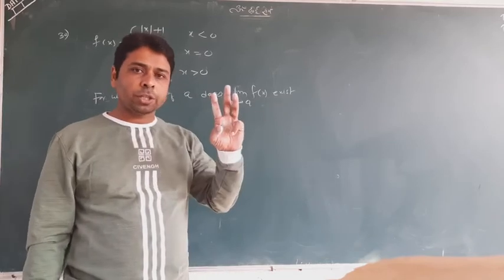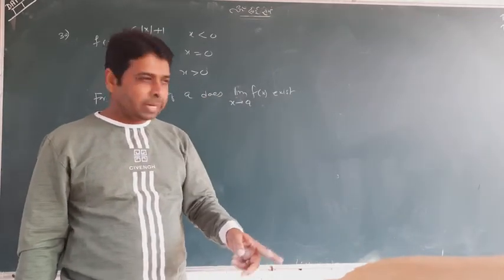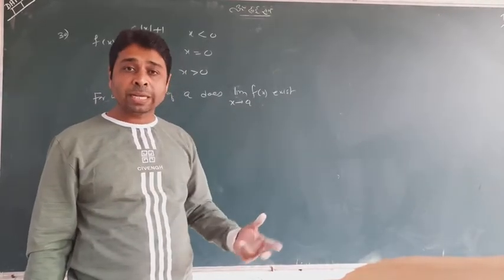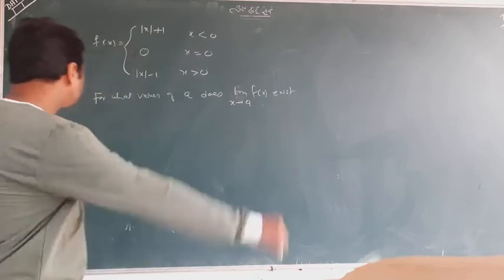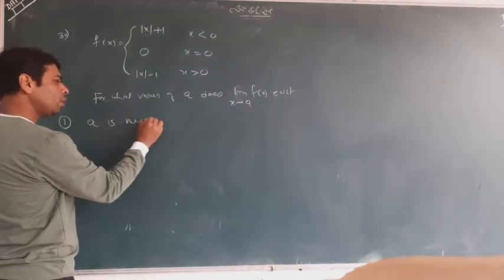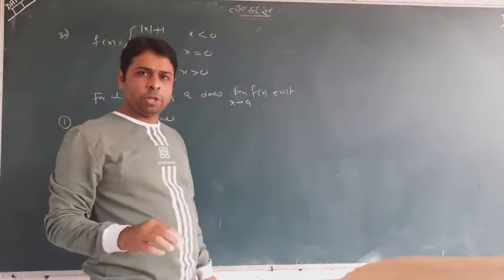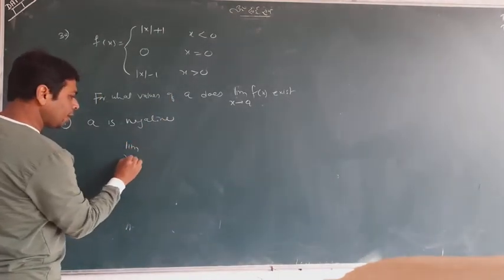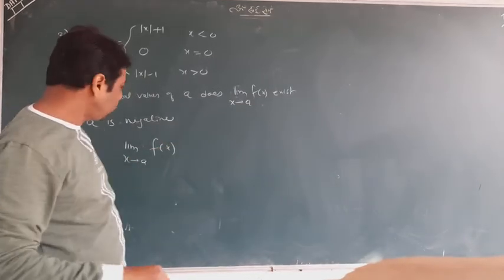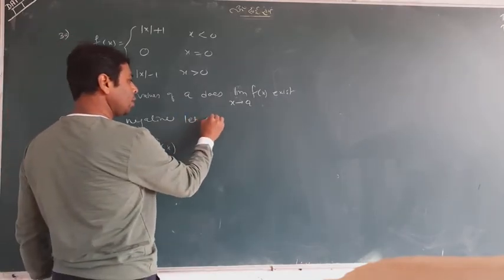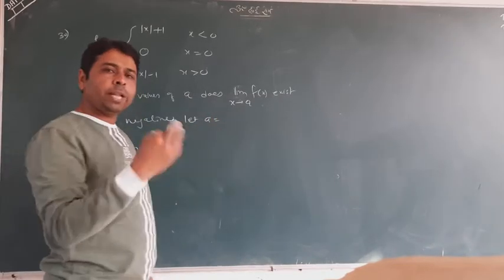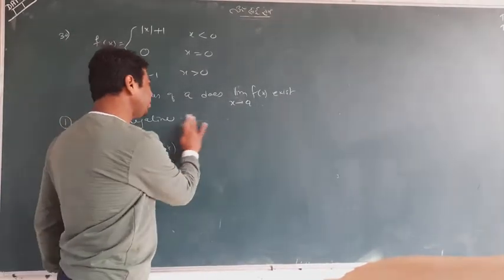We will take three conditions. When a is positive, does this exist? When a is negative, does it exist? When a equal to 0, does it exist? So first of all, I will take when a is negative. Suppose a is equal to some negative value.